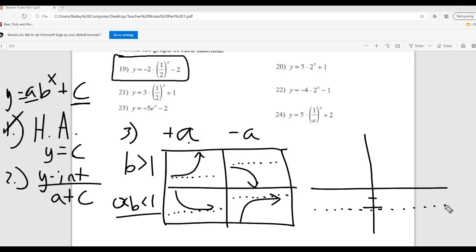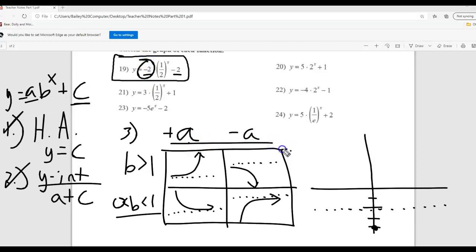Okay. The next thing that we do is plot our y-intercept. That's the value a plus c. So in this problem, a is -2 and c is -2. If I add those together, I end up with -4. So I'm going to put a dot at -4 on the y-axis. So now I've got the first two steps done. I've got my horizontal asymptote, I have my y-intercept, and now I just get to figure out what shape I'm working with. So we have to look at two things. Is my a positive or is my a negative? Well, my a is negative.